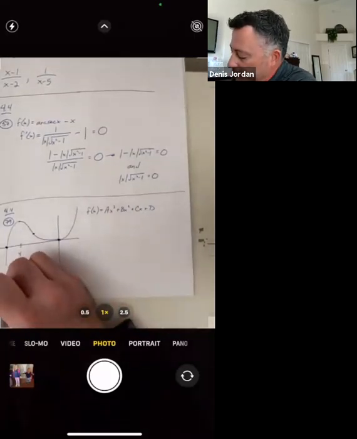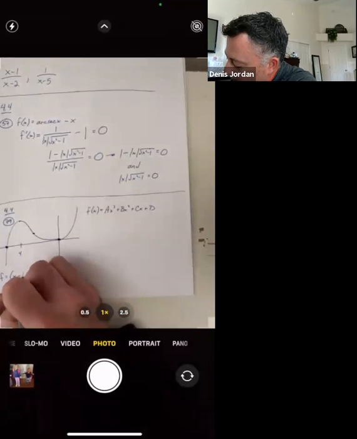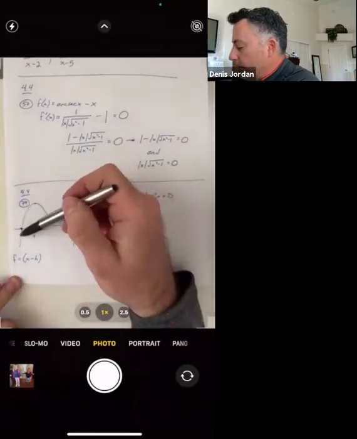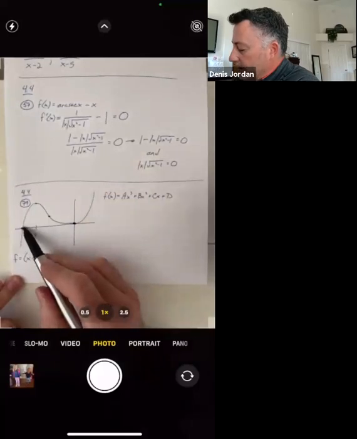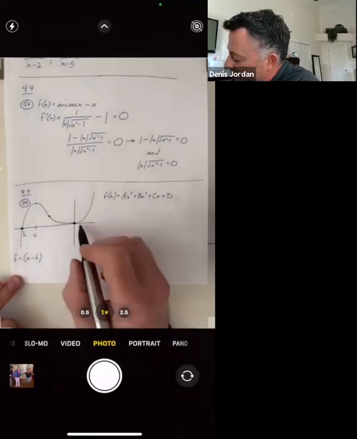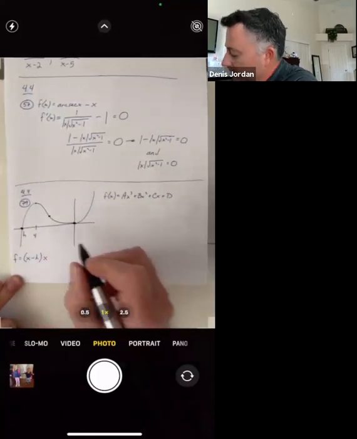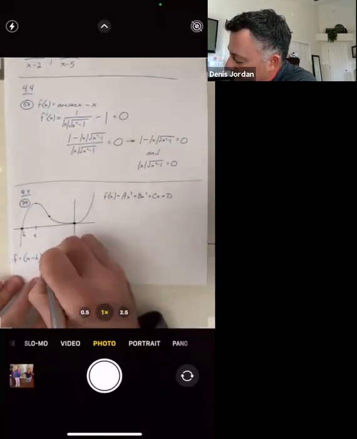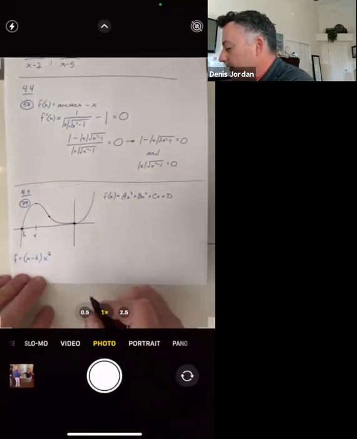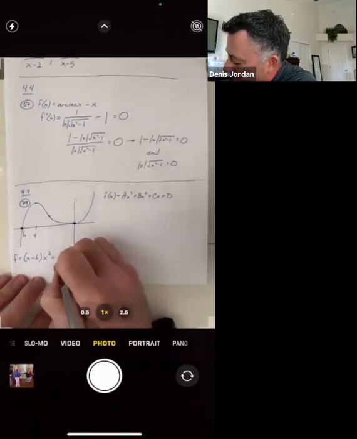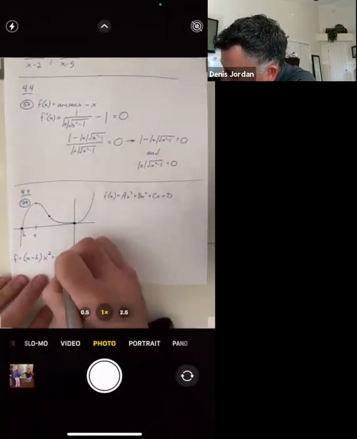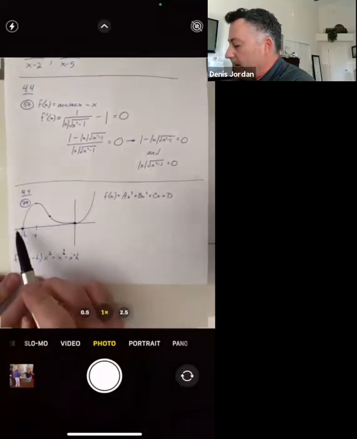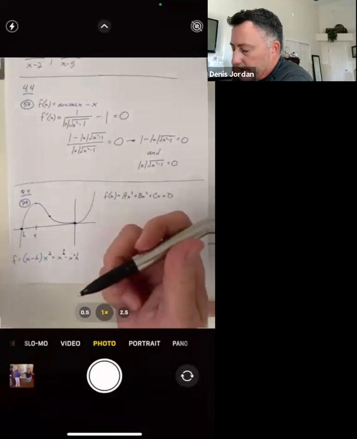So if you wrote it out, we don't know what this is, we'll just call it h. So when you represent that intercept in the function as a factor, it'd be x minus h. This would just be x, for x minus zero. But because it bounces, it's a double root. So it's squared. So then if you expanded it, you're writing the zeros with their multiplicity. Yeah, you just take your zeros and stick them back and you get the function.